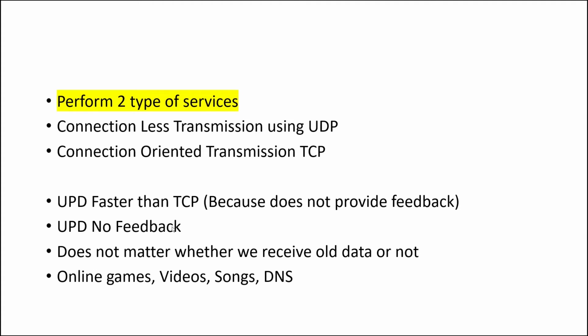So guys, UDP is faster than TCP because it does not provide feedback. So what is the feedback? I will talk about it. UDP has no feedback, so it does not matter whether we received all data or not. Examples: online games, videos, songs, DNS. When you work with these things, you need UDP, because it does not matter whether we receive all data or not.